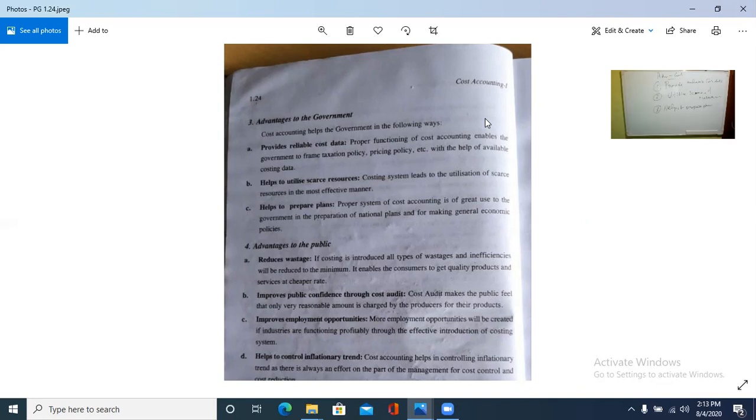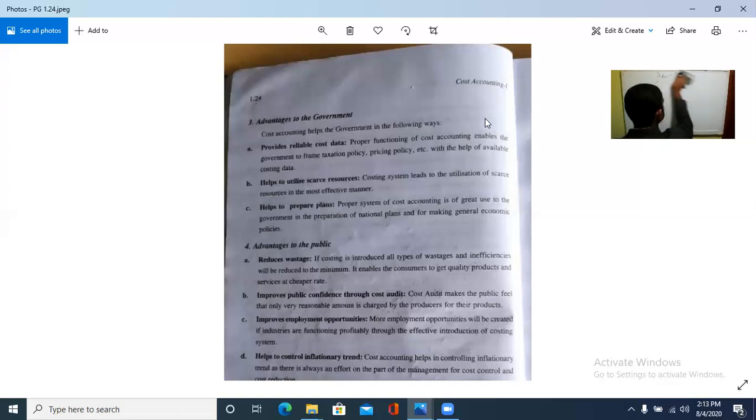So these are the advantages with regard to which one? Cost accounting. Based on the efficient and effective methods of cost accounting techniques, there are some advantages to the government also, like provide reliable cost data, important cost data that is to be passed to the government. Then utilization of the scarce resources, അതായത് നല്ല രീതിയിൽ ഷോർട്ടേജ് ഉള്ള റിസോഴ്സസ് കിട്ടാൻ പാടുള്ള അങ്ങനെയൊക്കെയുള്ള ഓക്കെ അതിന്റെ യൂസേജ് കൂട്ടാൻ പറ്റുന്നു. പിന്നെയോ helps to prepare different plans also. Next is advantages to the general public.